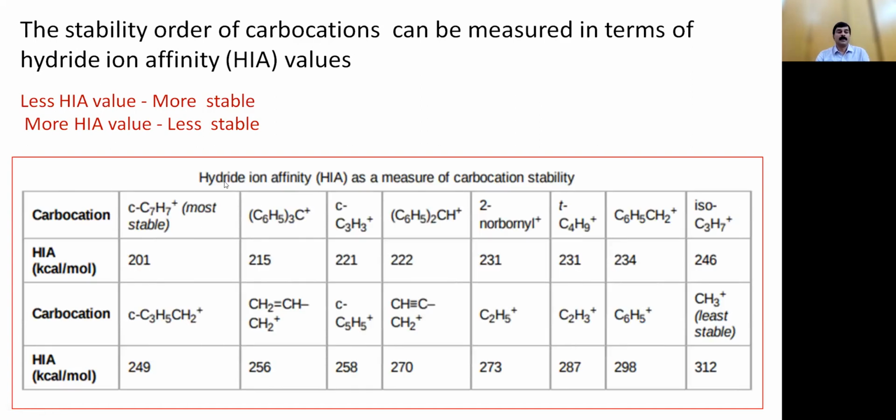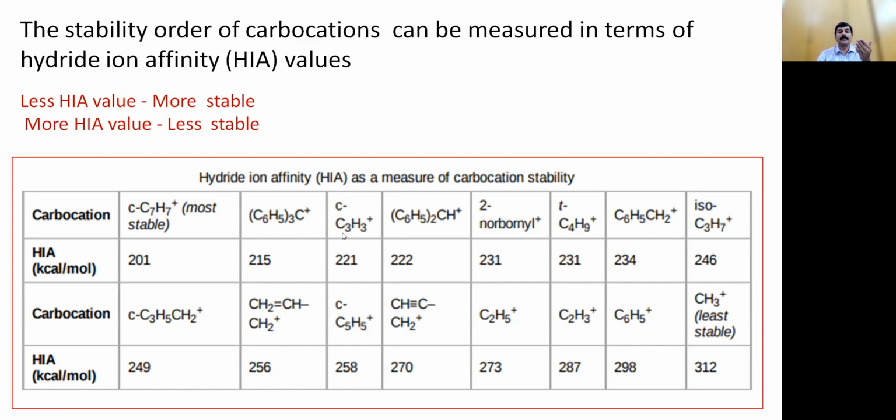Look at some carbocations. This is tropylium carbocation, 201 HIA. So it will have a less HIA value. Look at here, this methyl carbocation is least stable. So least stable means more HIA value. You need not remember, but this will give an idea about the trends of carbocations.